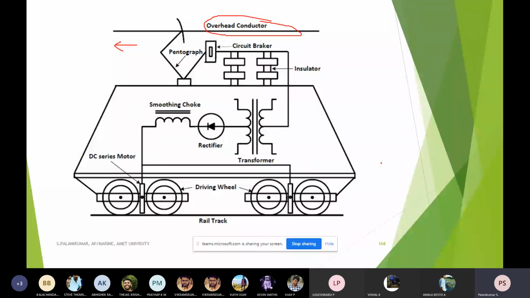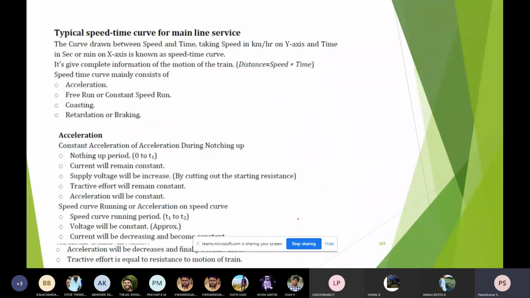In order to know the amount of power required if a particular engine has to go with a certain amount of speed, that has to be calculated, and we can understand that from the speed-time curve of any railway line. So what is a typical speed-time curve for mainline services? This is a curve drawn between speed and time, taking the speed in kilometers per hour on the y-axis and time in seconds or minutes on the x-axis.